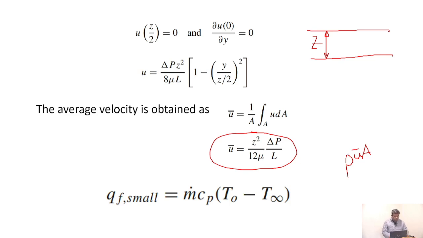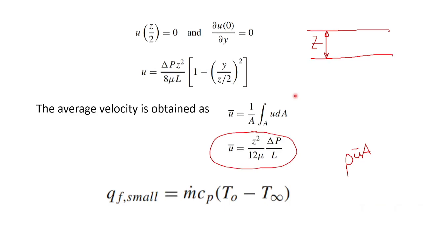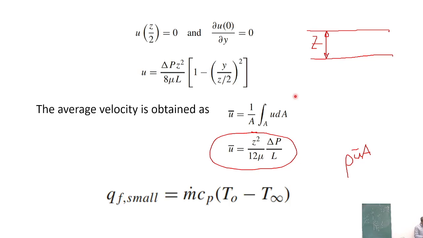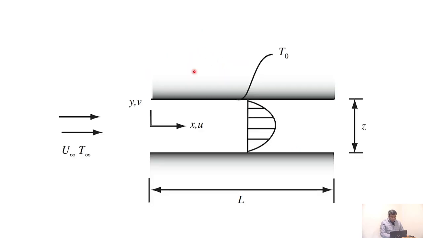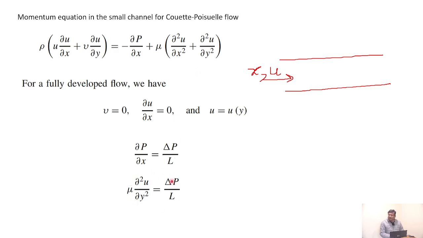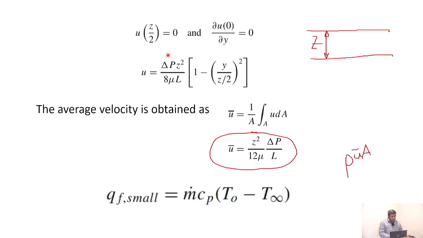So the average velocity is given by this. We were doing something about average velocity in the last class also, right? So the average velocity is integral u dA divided by area, and then you get this as u bar. So the expression for u is obtained by integrating this, obviously, subject to the boundary conditions at the wall and at the central plane, at the mid plane. Okay, so this is u.